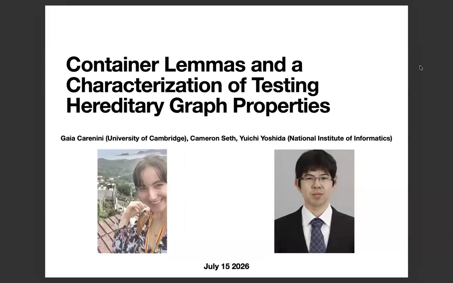All right, so Cam is going to tell us about container lemma and characterization of testing hereditary graph properties. Okay, thanks.